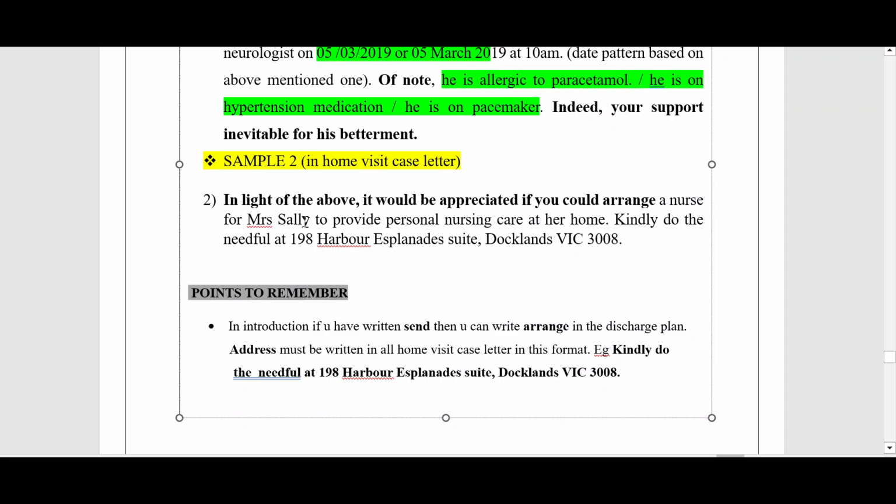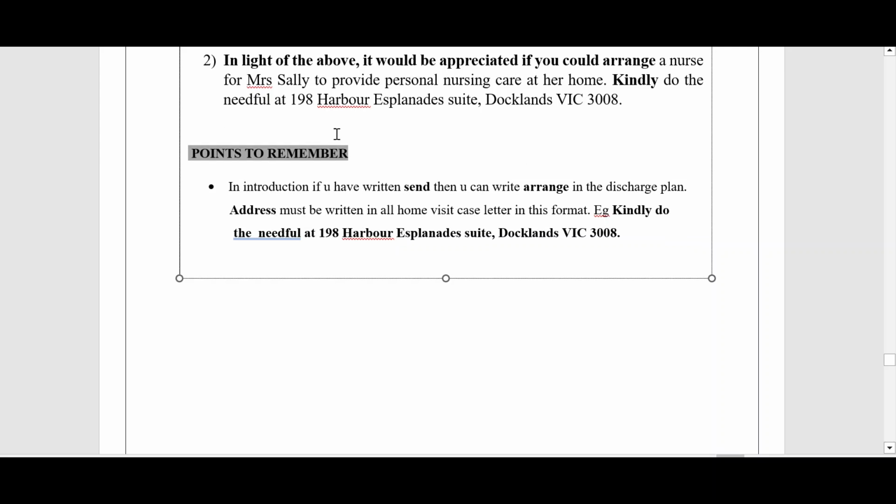This is a way of arranging a nurse for Mr. Sally to provide personal nursing care at her home. And kindly, this can be used again and again. And the address should be here. This is the address of the patient, and arrange. And if there are many more requests to mention here, then you can use please note. Please kindly note that this also you can use as the template mentioned above.